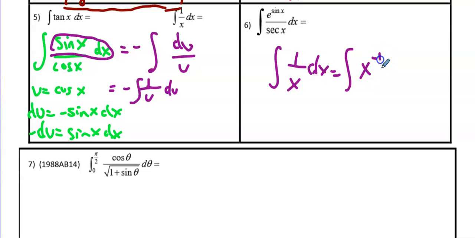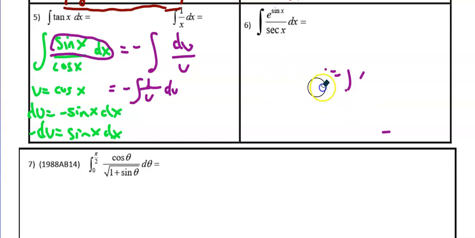So I could rewrite this as x to the negative 1 dx, and then remember, if I want to integrate this, I have to add 1 to the power, so I get x to the 0 over 0. And we can't do that, because you can't divide by 0. So we cannot do that problem that way. So what do we do?